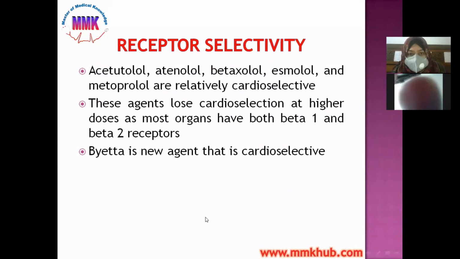Now, receptor selectivity. Acebutolol, atenolol, betaxolol, esmolol, and metoprolol are relatively cardioselective. So these are the drugs which basically work only on the receptors of the heart. These agents lose their cardioselectivity at higher doses, as most organs have both beta 1 and beta 2 receptors. So we try to give these drugs in a smaller amount. And nebivolol is the newer agent that is cardioselective, so it is also a type of beta selective blocker.